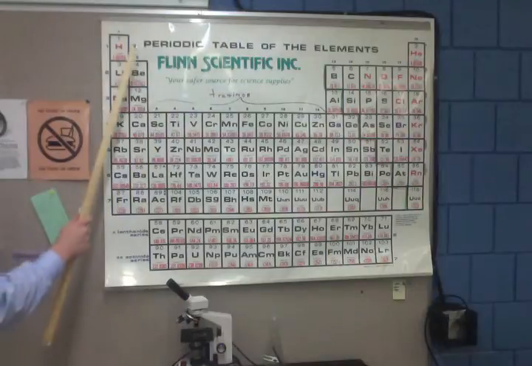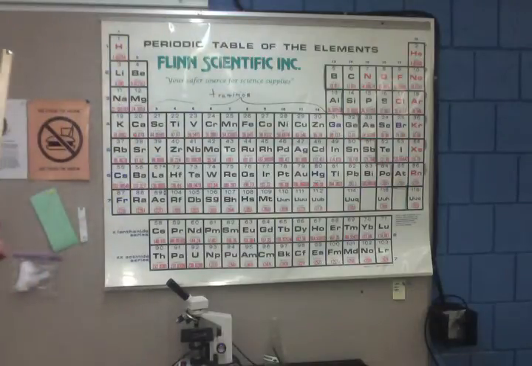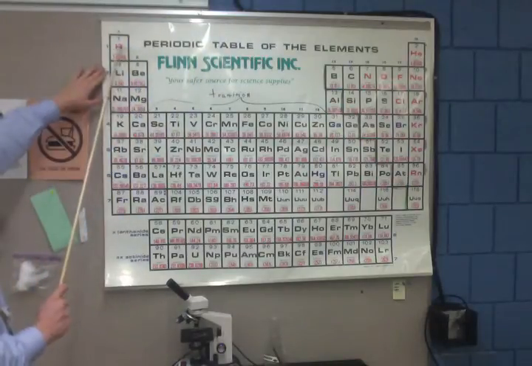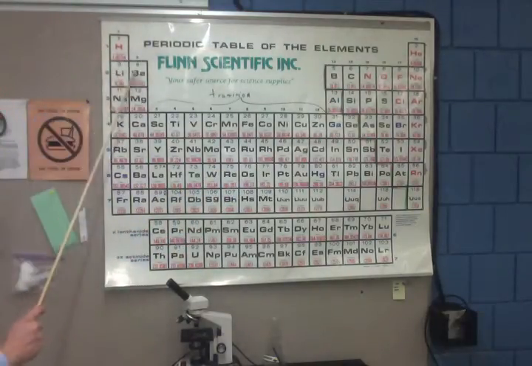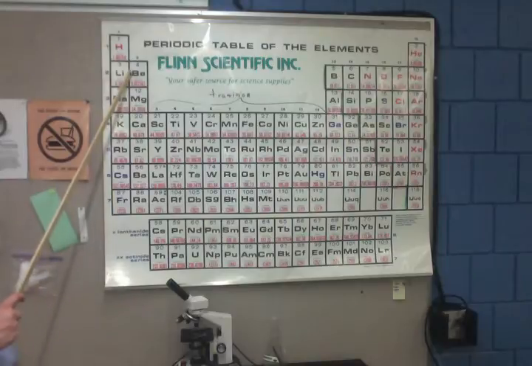The next 2 fill into the 2s, and the pattern matches the periodic table. You go 1, 2, again, imagine helium's right here. After 2 is 3 and 4 right here. So that's your 2s.